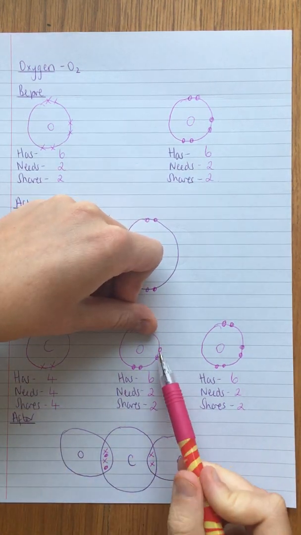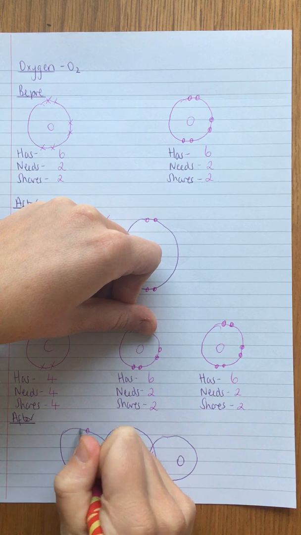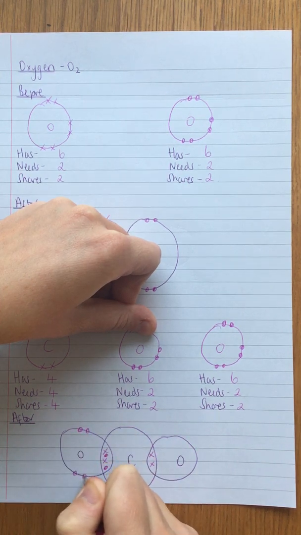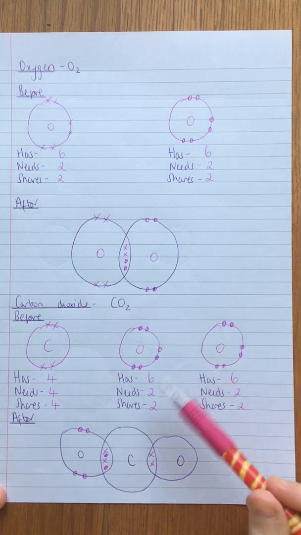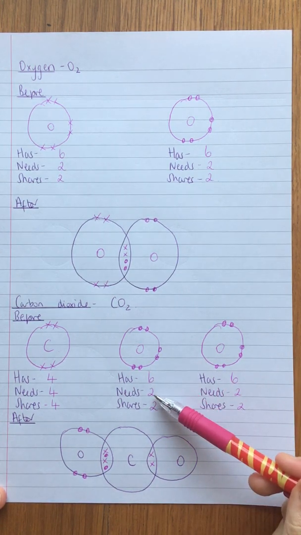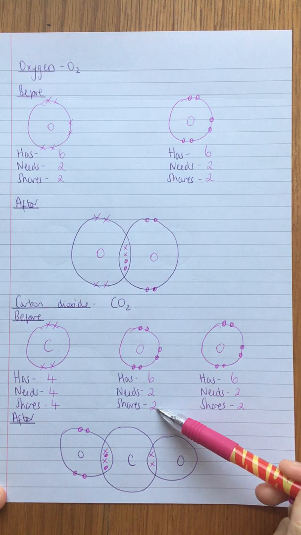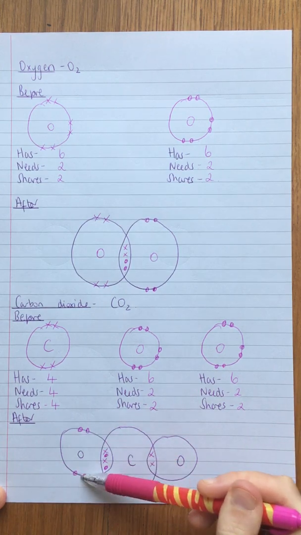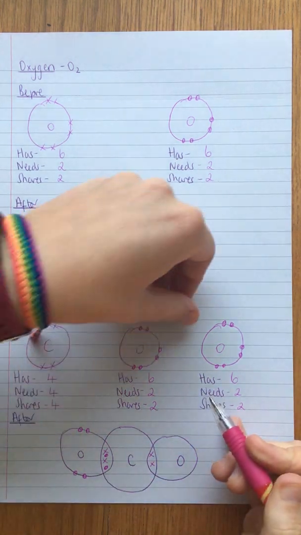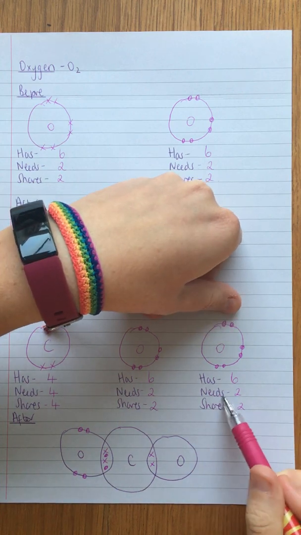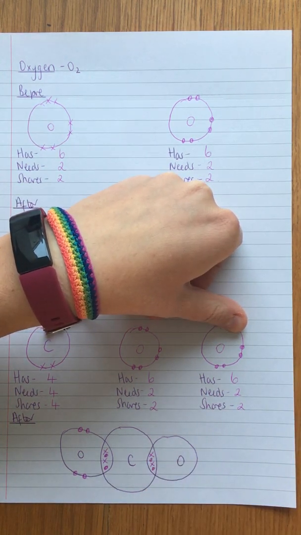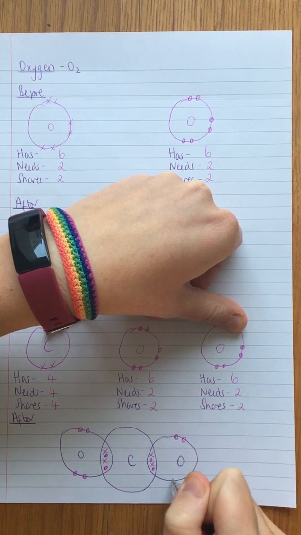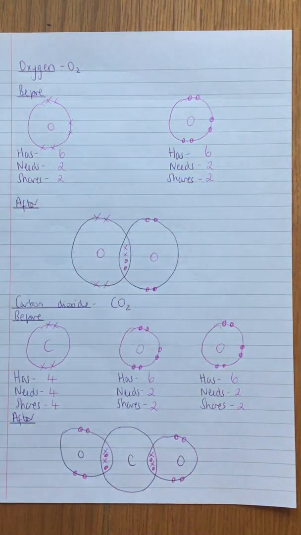It has 4 left. 1, 2, 3, 4. Again, you're going to start seeing some repeating patterns. Oxygen needs 2, shares 2. So whenever I draw it, I'm always going to have 4 more left over. This oxygen over here then needs 2, shares 2. So I'm going to put 2 in the overlap. That means I've got 4 left. 1, 2, 3, 4. Done.